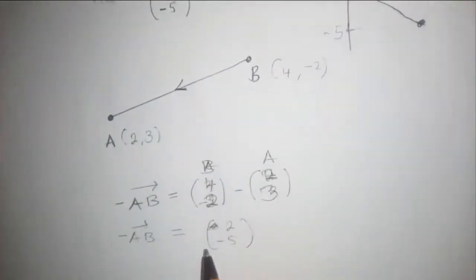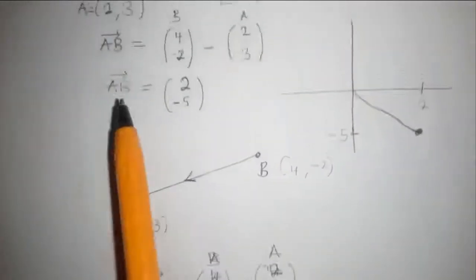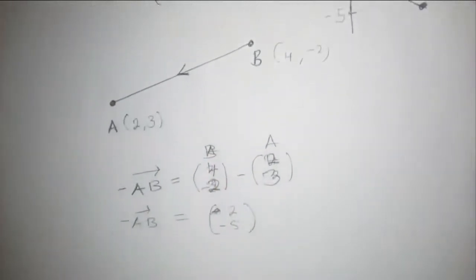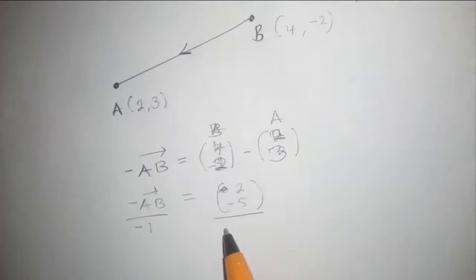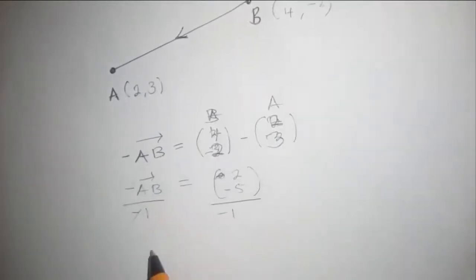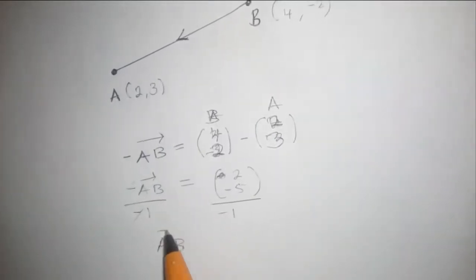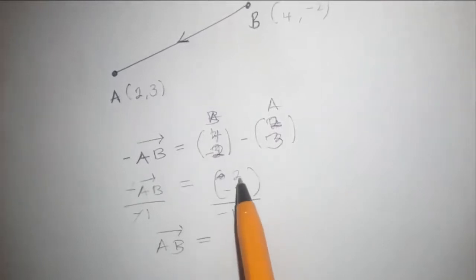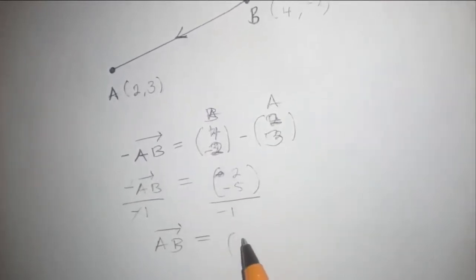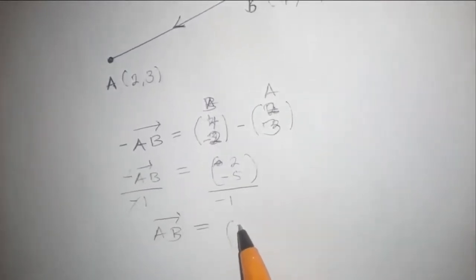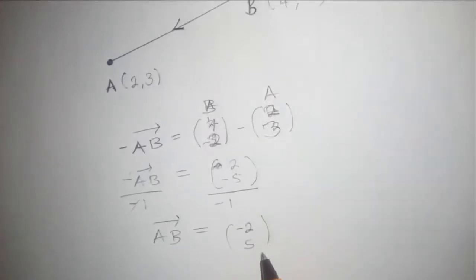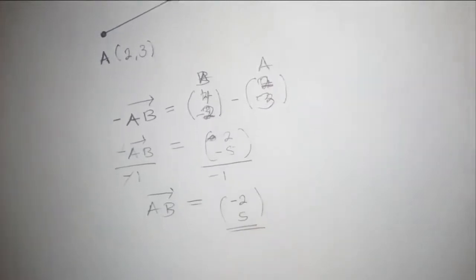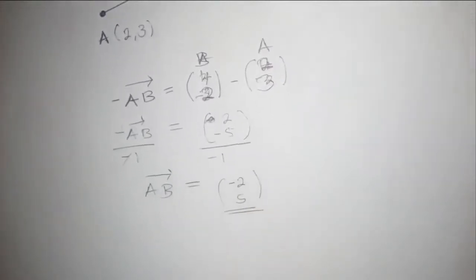But if you can see nicely, here we have a negative sign. We don't have a negative there. So what should we do here? You divide by a negative sign. When you divide by a negative sign, meaning these which are inside will change. The one on top is positive 2, it will be negative 2. The one which is negative 5 will be positive 5. So this is how this vector will look.